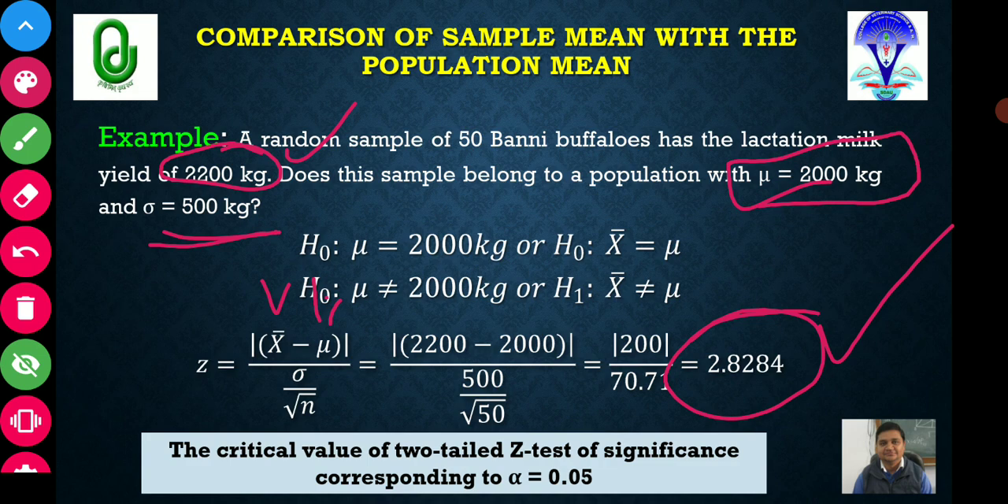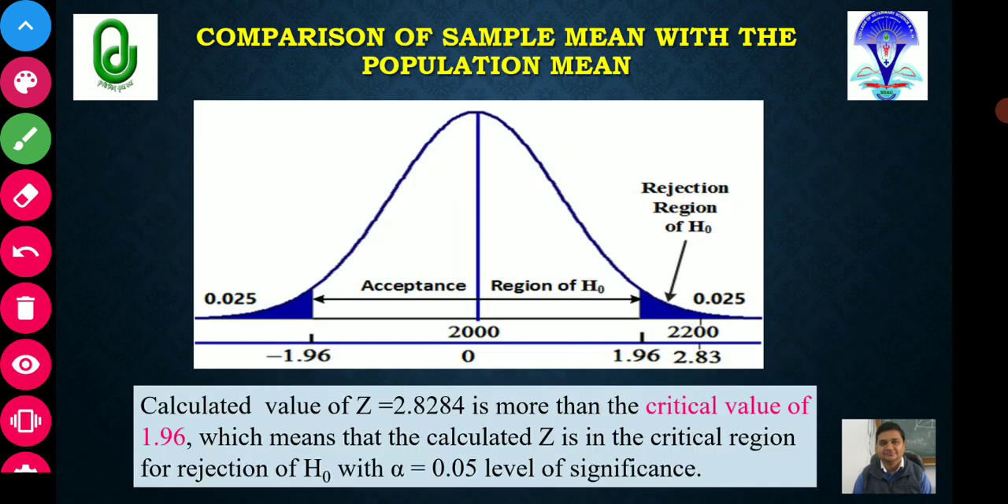Now, you remember the critical value of Z. The critical value of Z at the 5% level is 1.96. So, this calculated value is greater than that critical value. That is why this Z test is a test of significance. Our interpretation is that the critical value of Z corresponding to alpha, that is the level of significance at 5%, is 1.96. So, what will we conclude? We will see in the next slide.